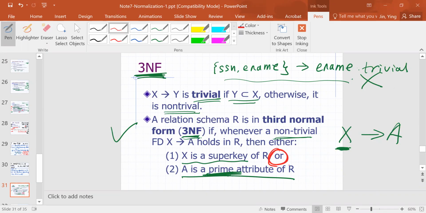This is an or. So if the first one is true, you do not need to check the second one, just because this is or. You can check this first or that first, it doesn't matter which one you work on first, but if one of them is satisfied, then that particular non-trivial functional dependency is satisfied. You should move on to the next one, and if every single one is satisfied, then you can say it is in third normal form. But if you find one violation, then we say no, it's not in third normal form.